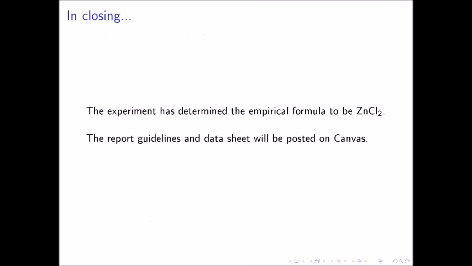This concludes the experiment on chemical formulas. In this experiment, we have determined the empirical formula of zinc chloride to be ZnCl2.